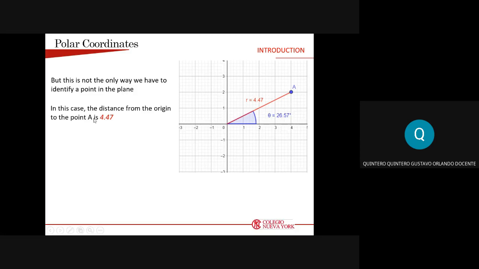Point A has a distance from the origin of 4.47. That is the R, 4.47. And the angle of elevation, this little angle here, is 26.57 degrees. So the answer is parenthesis 4.47, 26.57 degrees, parenthesis. That is the solution. Every single polar coordinate is written in this form: R, theta, inside parentheses.